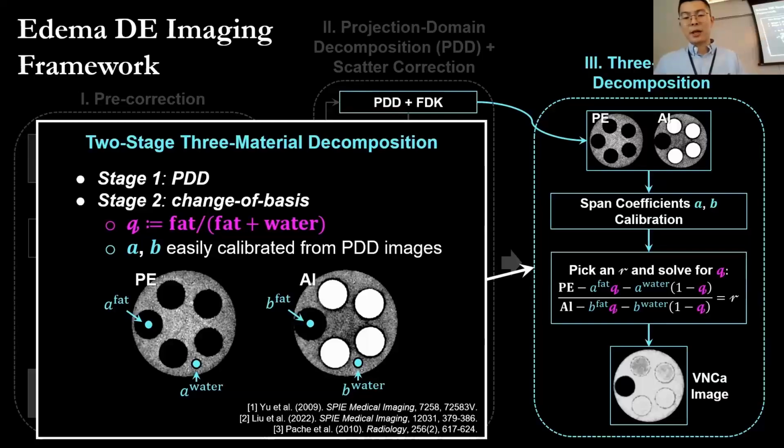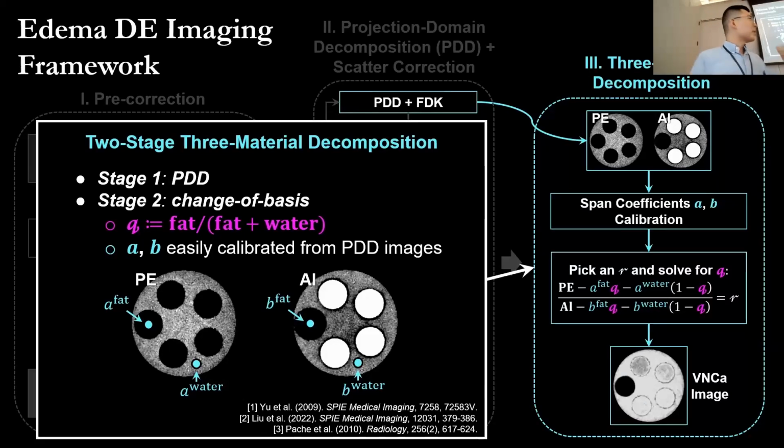But actually, if you think about the math from the two material image all the way to the end, if you do some matrix manipulations or linear processing, you can boil things down into very simple equations down there. So you just input your polyethylene aluminum image into that equation and solve for this unknown Q, which is defined as the fat over the fat plus water, the fat fraction over the soft tissue, and that's directly related to the virtual non-calcium image at the end.